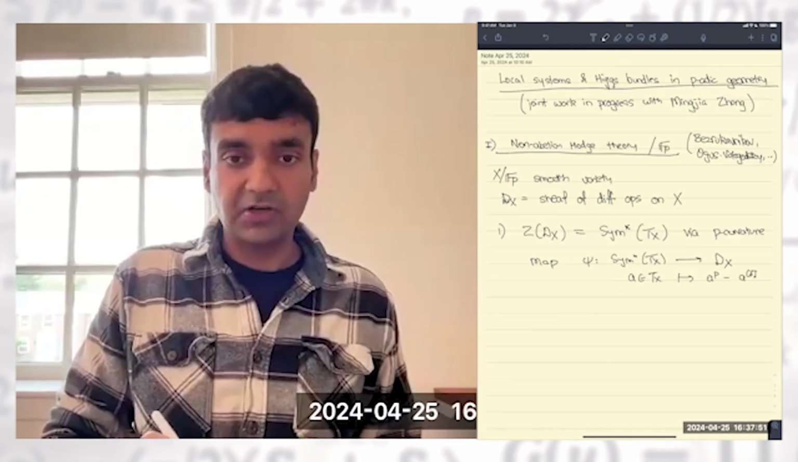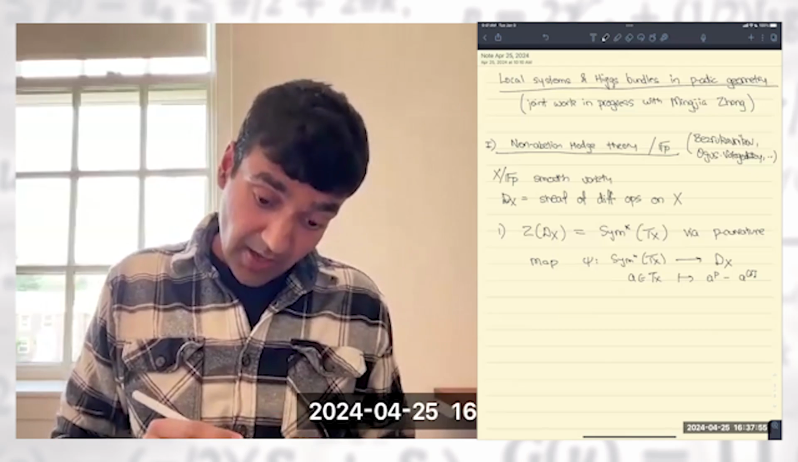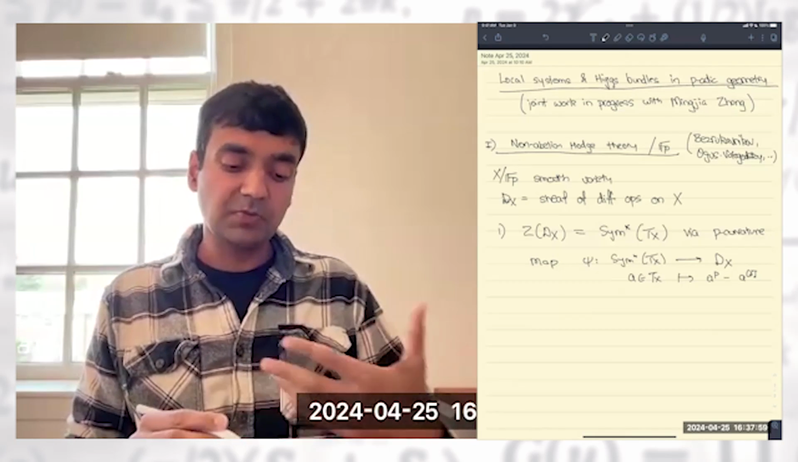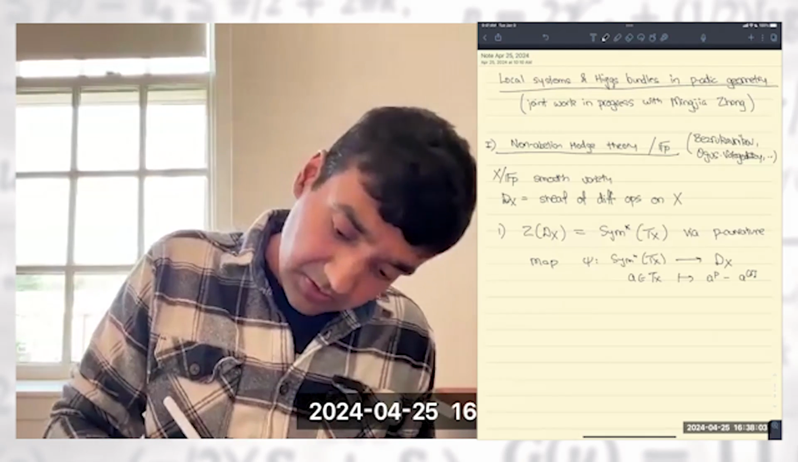And so the center is very large. This is very different from what happens in characteristic zero. And moreover, it's so large that the sheaf of differential operators is actually pretty close to the center. More precisely, it's an Azumaya algebra over the center.